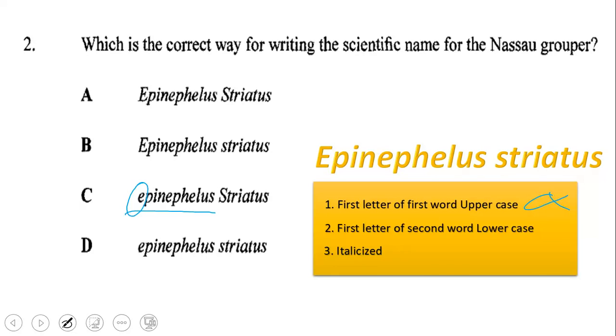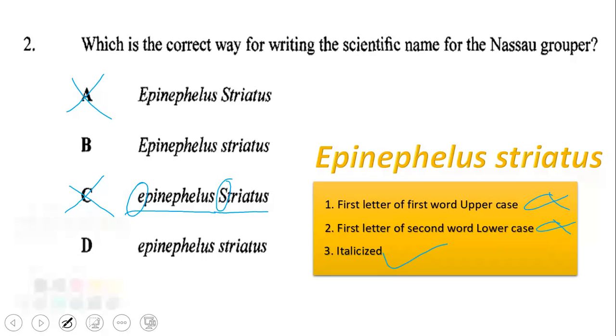Let's go to the second word. And let's look at the first letter of the second word, which is S. Is that lowercase? No. So therefore, that criteria is not satisfied. Is it italicized? Yes, it's italicized. But two criteria are not satisfied. So therefore, C is not the correct answer. So A is not the correct answer and C is not the correct answer.